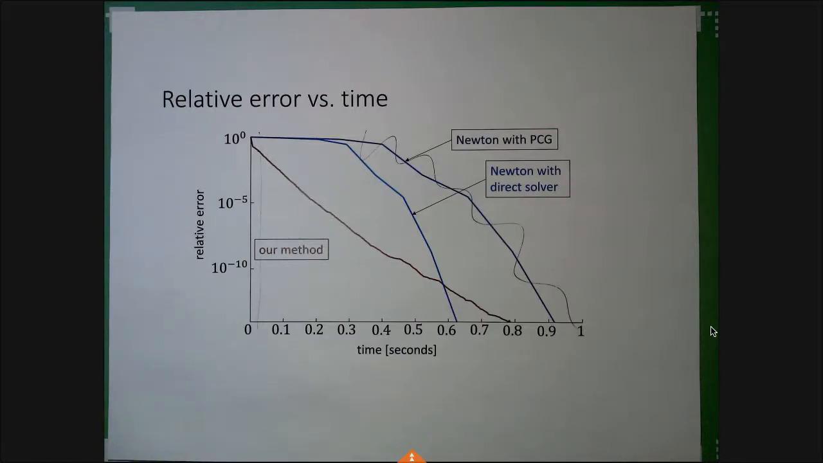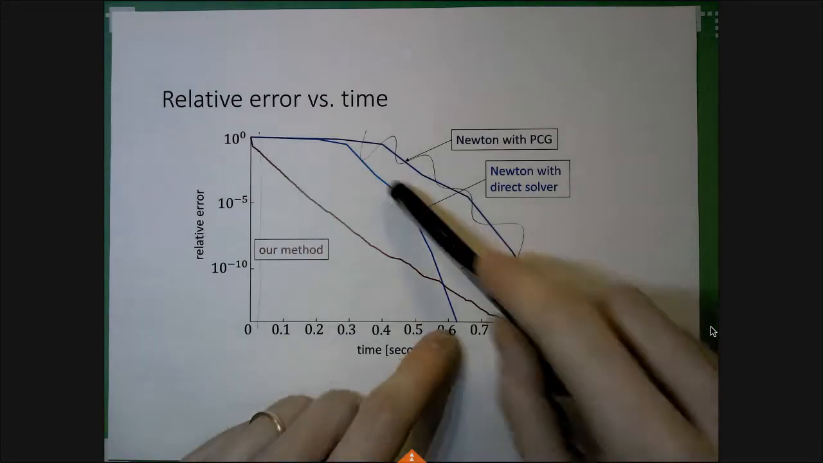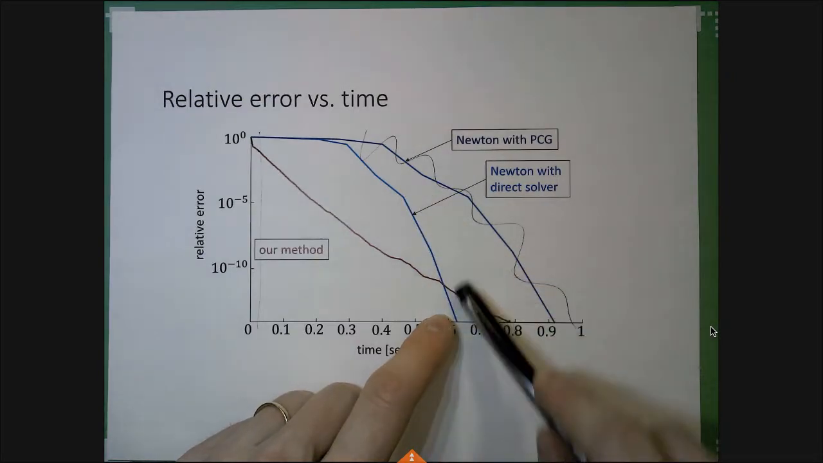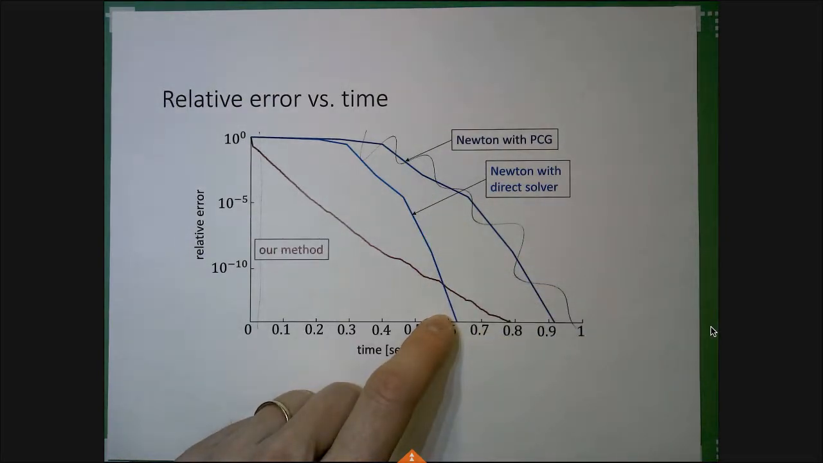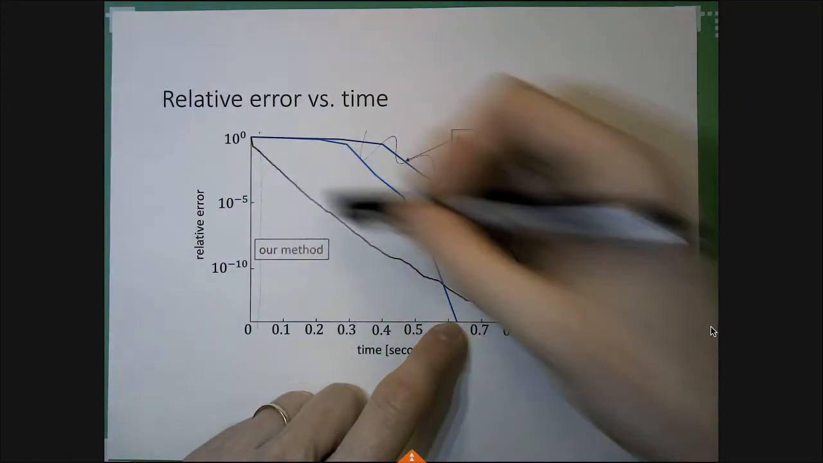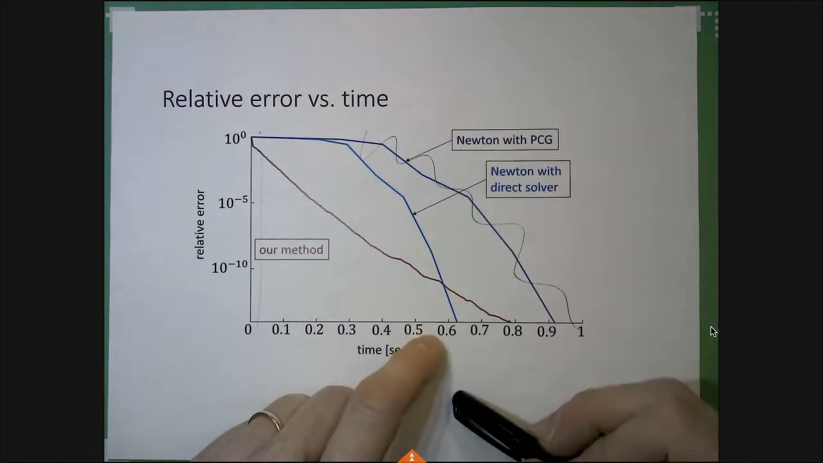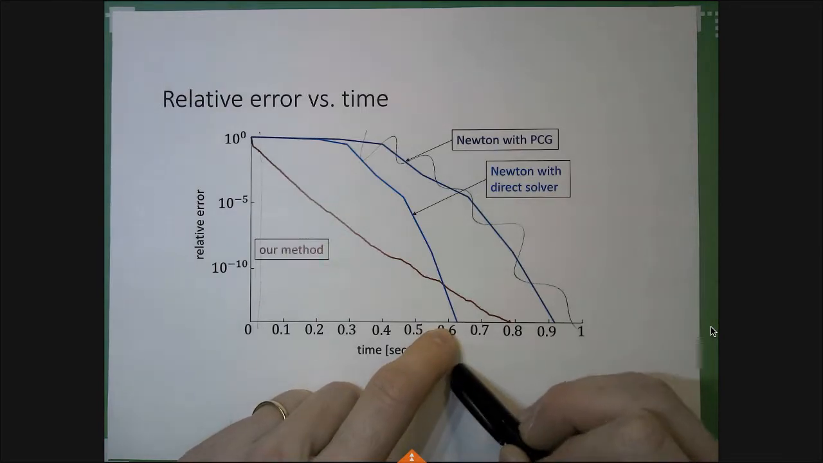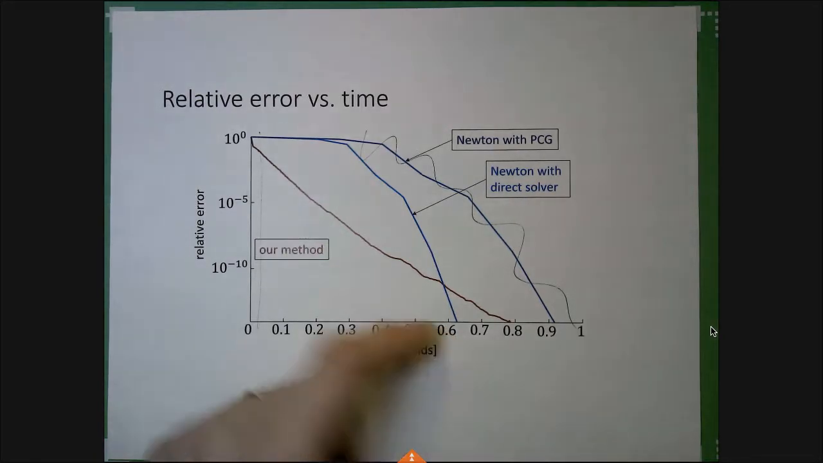Now, to be fair, Newton will ultimately enter the quadratically convergent phase, as I was telling you about earlier, and then it will beat everything, right? Then it will smash our solver. Then we'll just go to the exact solution very quickly. Okay. But take a look.